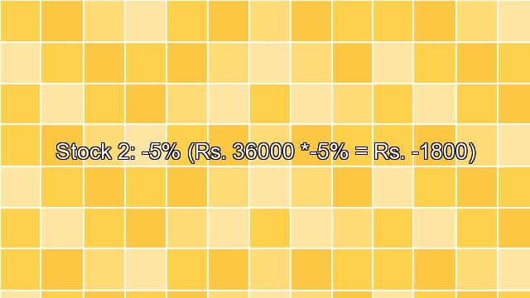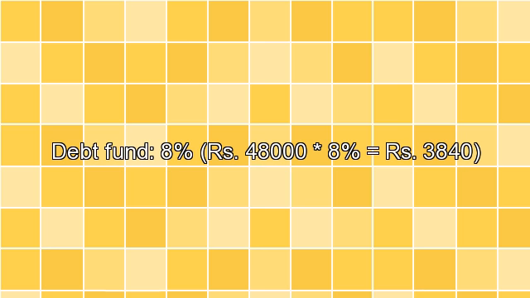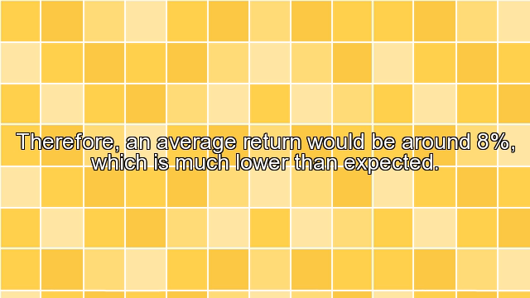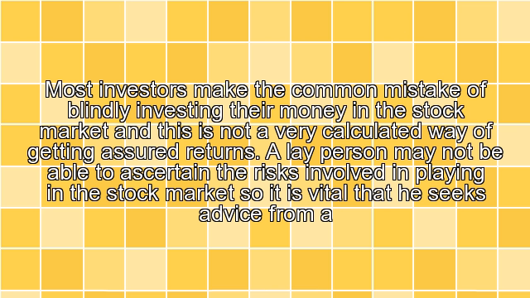Stock 2, minus 5%: Rs 36,000 at 5% equals Rs minus 1,800. Debt fund, 8%: Rs 48,000 at 8% equals Rs 3,840. Therefore, an average return would be around 8%, which is much lower than expected. Most investors make the common mistake of blindly investing their money in the stock market, and this is not a very calculated way of getting assured returns.